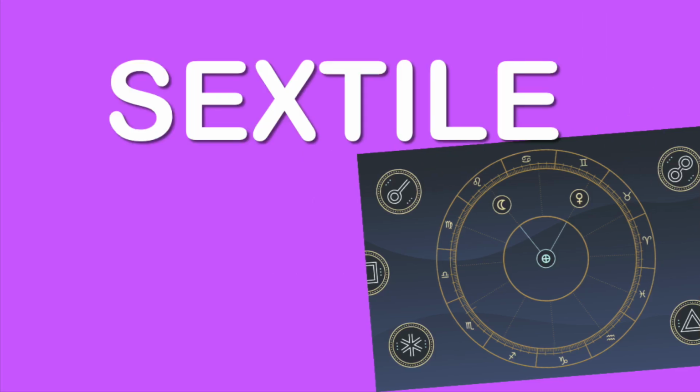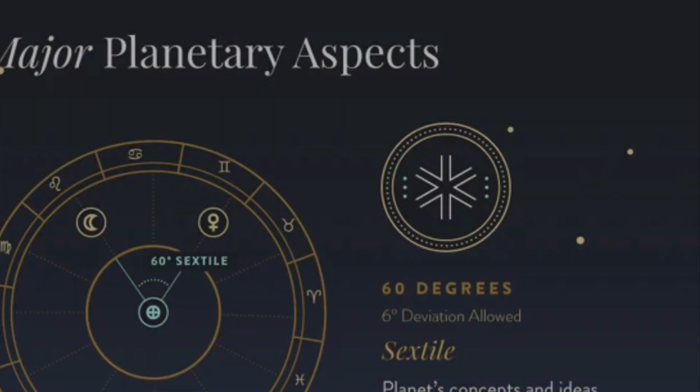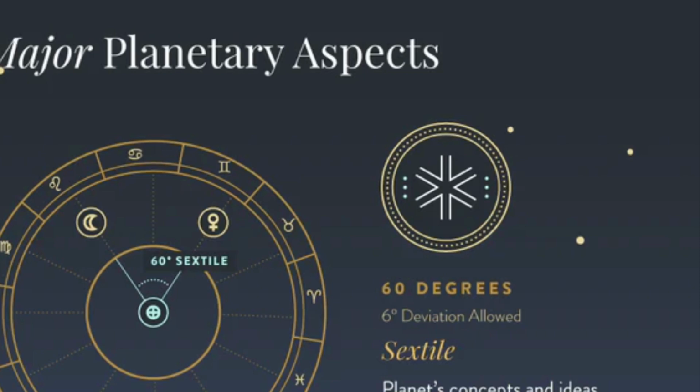Next up is the sextile. This word is sometimes used to refer to an item of clothing that is figure flattering and entices the opposite sex. That's not what I'm talking about here. When it comes to astrology, the word sextile refers to the Latin word for the number 6. That's because this aspect is formed when planets are 2 signs or about 60 degrees apart.